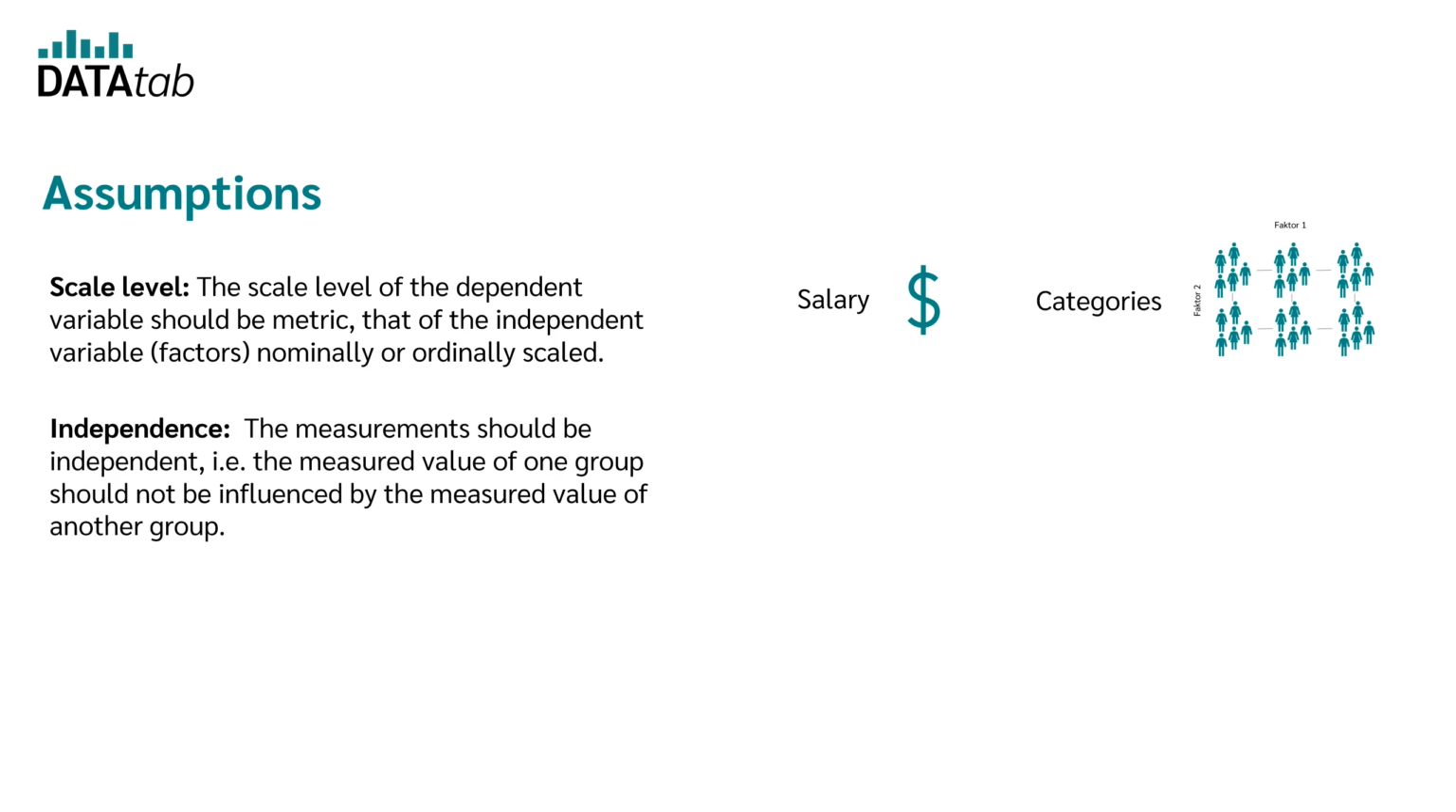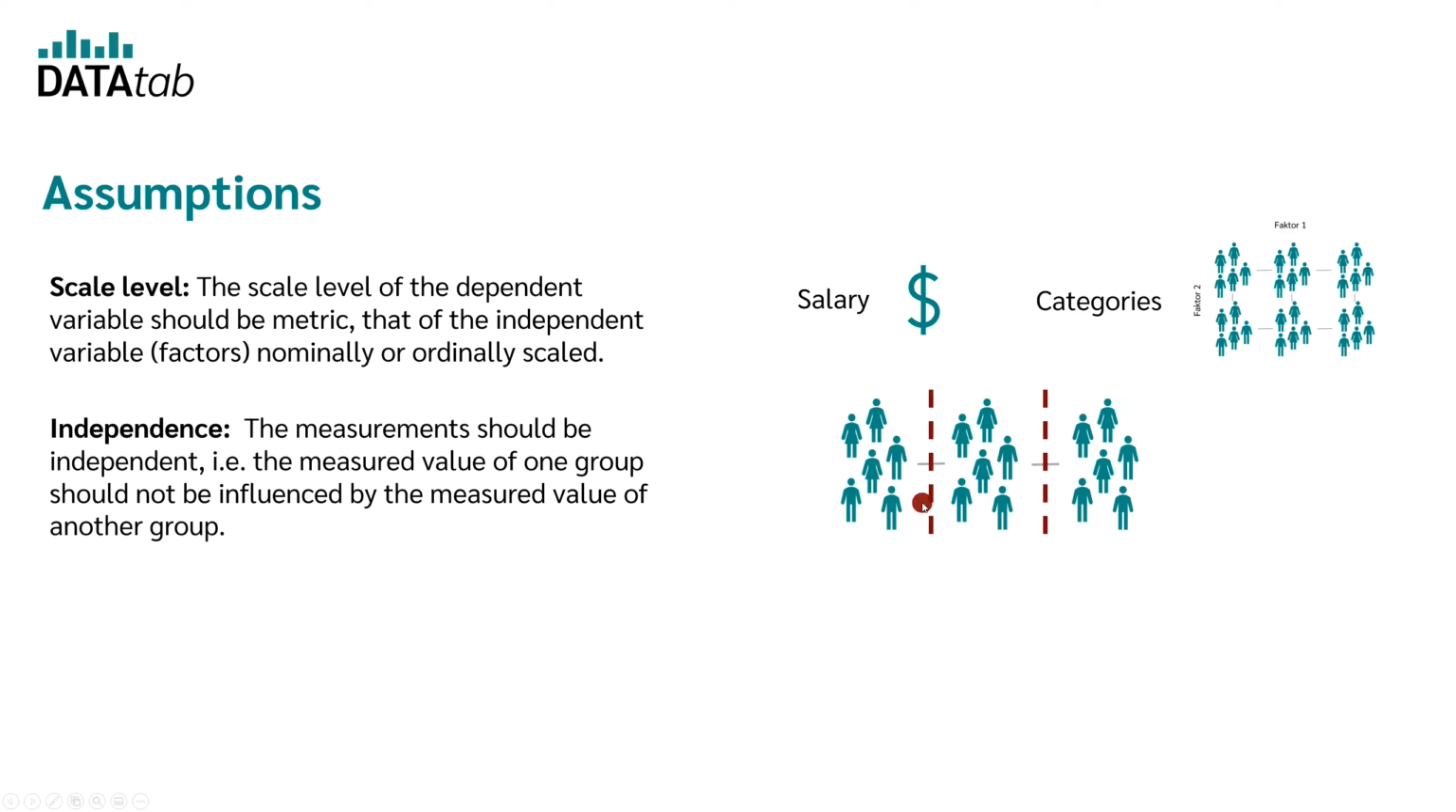The next assumption is about independence. The measurements should be independent, meaning that the measurement from one group should not be influenced by the measurement from another group. If this was the case, we would need an analysis of variance with repeated measurements.